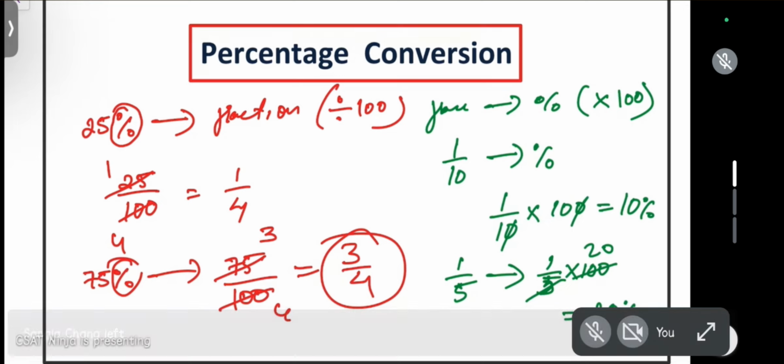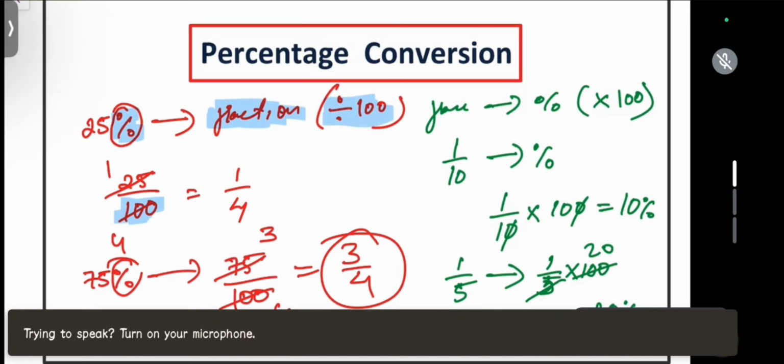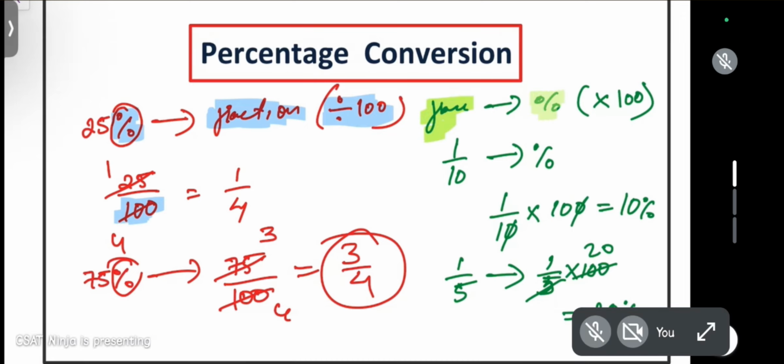So the simple thing is this. Whenever you are converting from percentage to fraction, we divide it by 100. That's number one thing to keep in mind. And number two is, whenever you're converting from fraction to percentage, we multiply it by 100. That means if you have a number or a fraction, and you want your answer in terms of percentage, you just multiply it by 100. Then the answer you get will be in percentage.